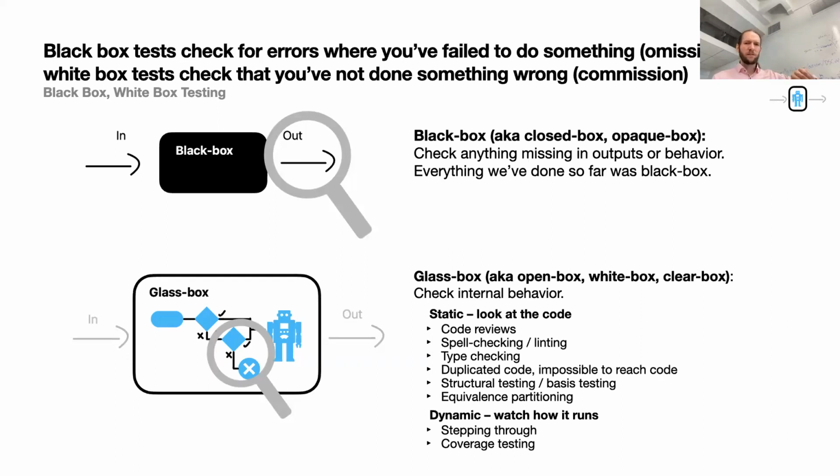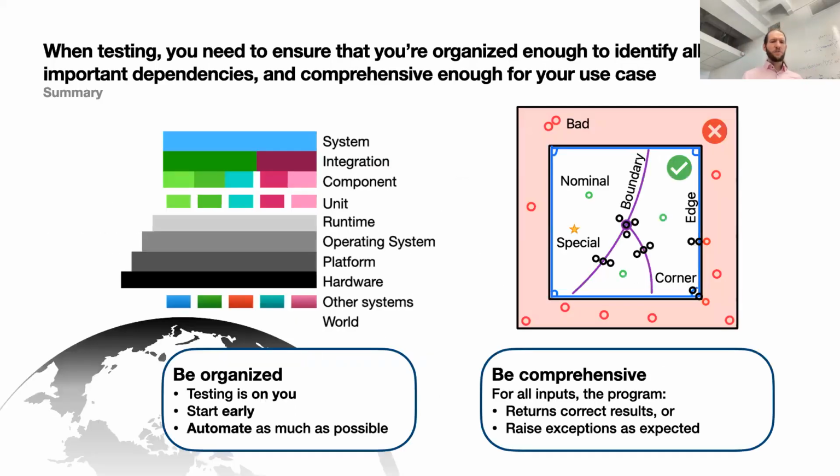We've got a few more minutes, so I'm just going to summarize. In the first part, we looked at how to organize test cases of the system itself with unit tests, component tests, integration tests, and system tests, and then looking at its dependencies, thinking about runtime environments, operating system, the platform, the hardware, and any other related systems. The important thing about testing from the first part is it's on you, and you should really start early.